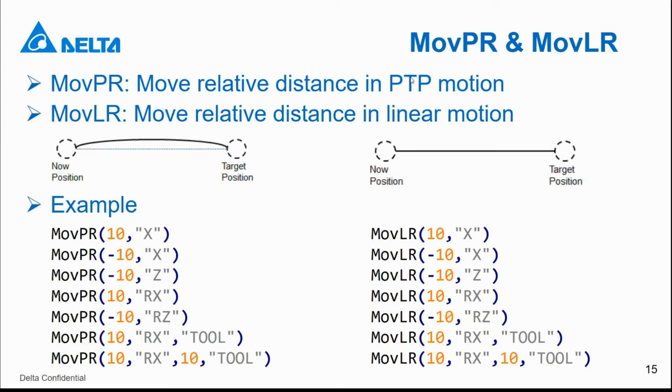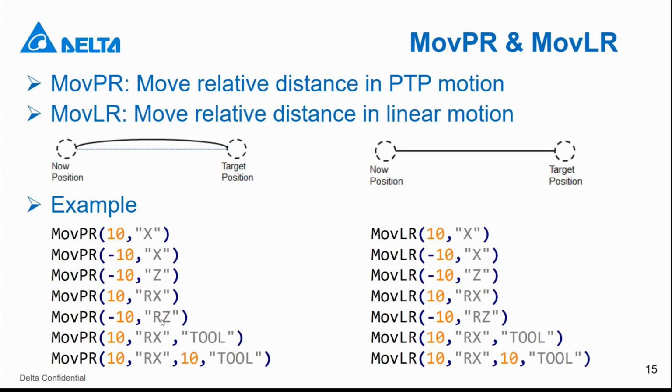And the next part is the relative distance motion. It's similar: you have two versions, one is move PR and one is move LR. Move PR moves a relative distance by P2P motion, and move LR moves a relative distance in linear motion. So how to use it? In move PR, you can assign one direction. Like here, we assign the X direction, and we want to move 10 millimeters positive. Of course, we can also use a negative value, then you will move in the other, negative direction.